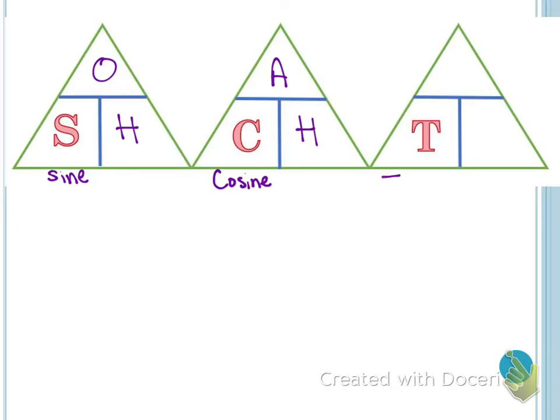And then what does T stand for? Tangent. SOHCAHTOA. How do we spell TOA? Opposite over adjacent. TOA. O over A.